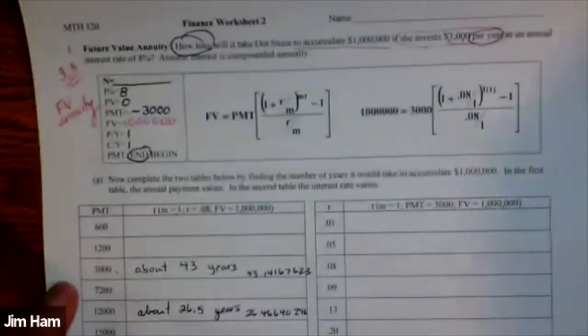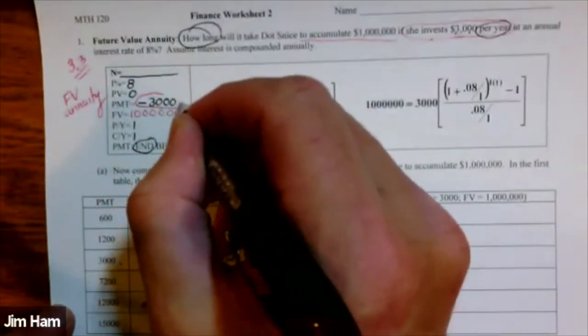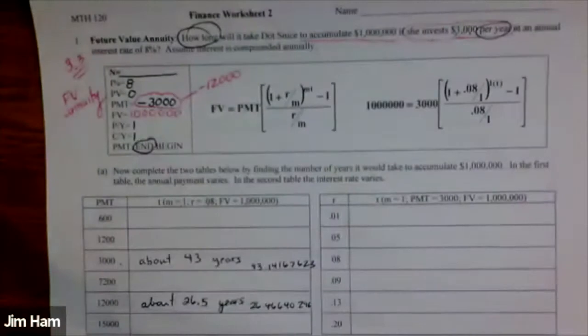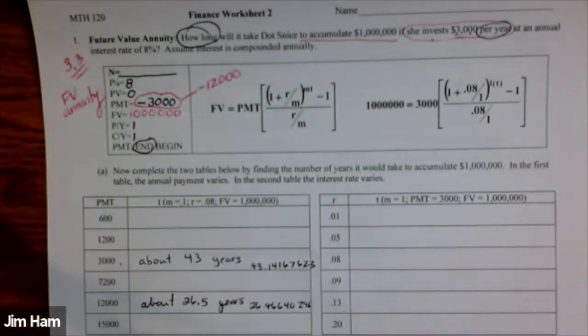And the only thing I did to get this number down here was I changed the payment amount to negative 12,000 instead of the negative 3,000. So with the TVM solver, you can knock this entire column out pretty quickly. You're changing one number and calculating n again, changing another, that payment number, and calculating n again. All right, let's go over to the other table.